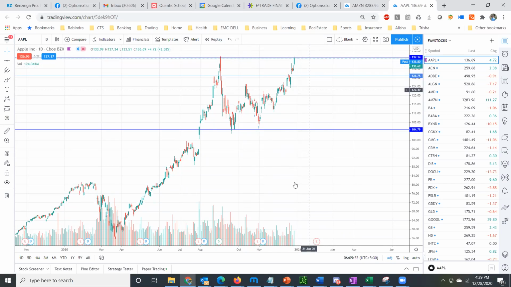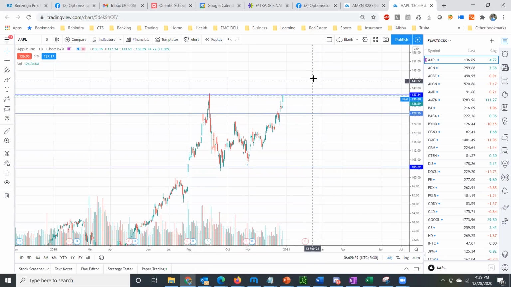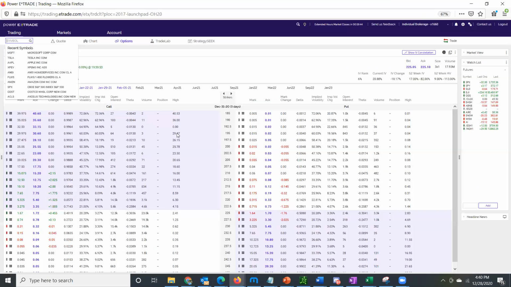But Apple is in a good position, so I'll show you the example of Apple. We're expecting Apple to move. Suppose it closed at 136. Suppose it moves another $10, so 136 to 146. I think it can move to 146 easily. Now we go to Apple here.